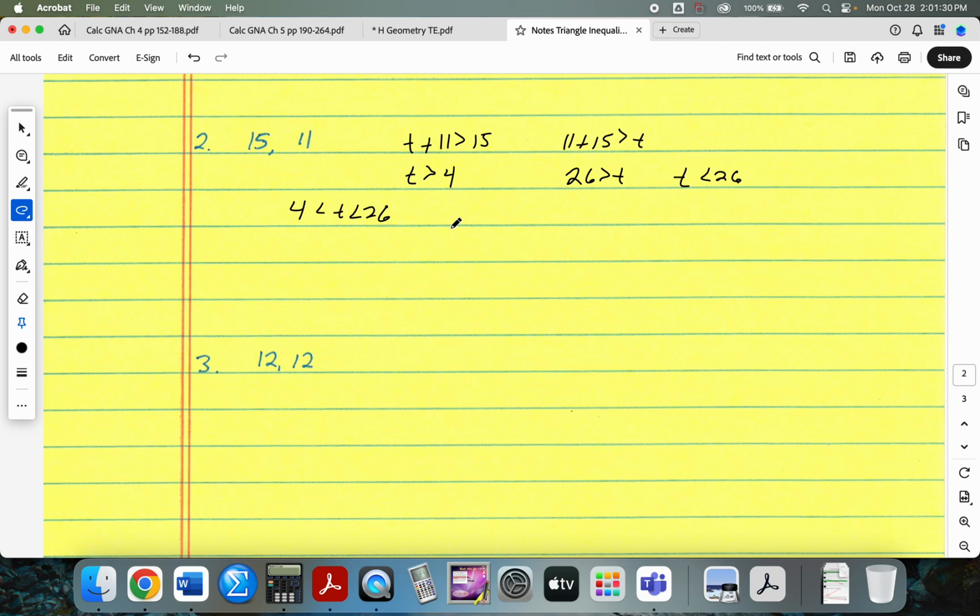It can't be 4 and it can't be 26, but it can be really close to either one of them. Like it could be 25.89 or 4.01, and those still work.